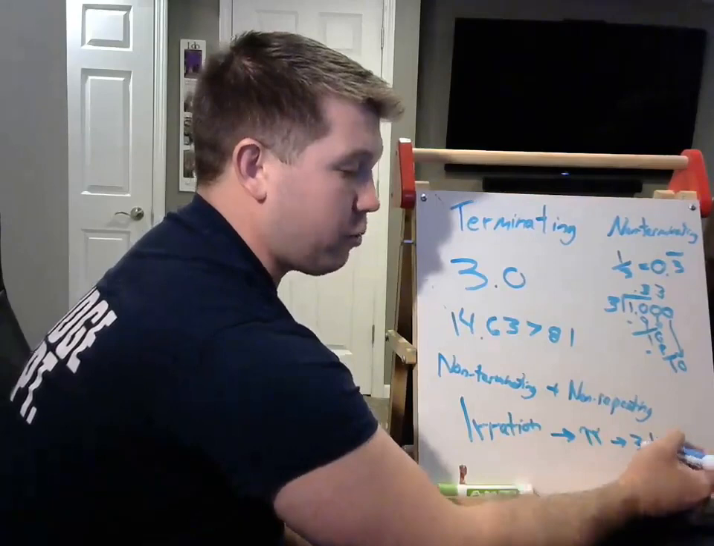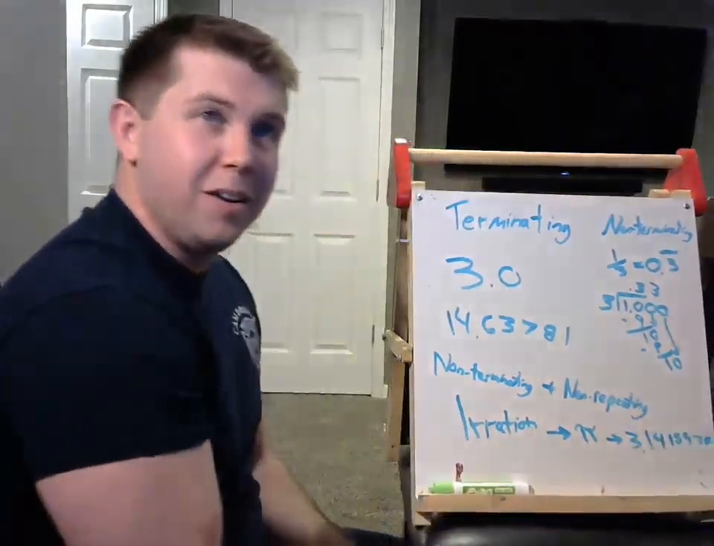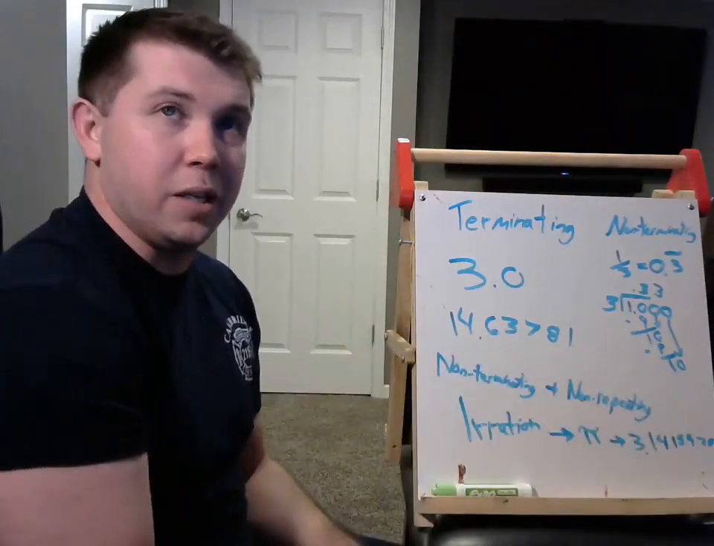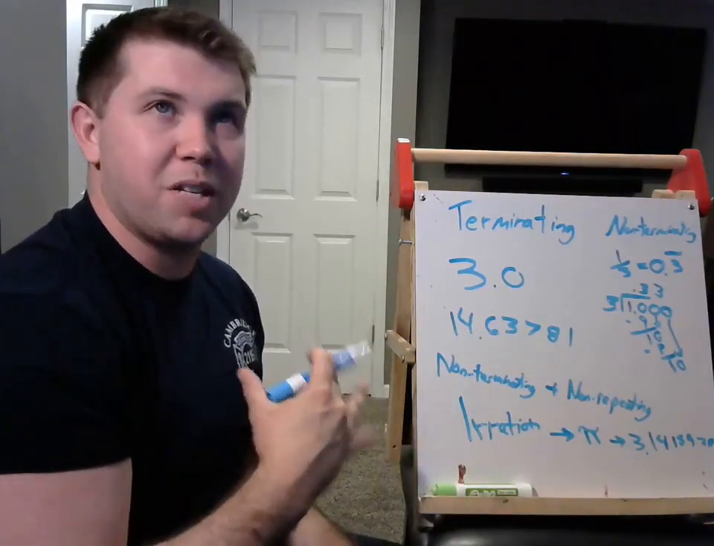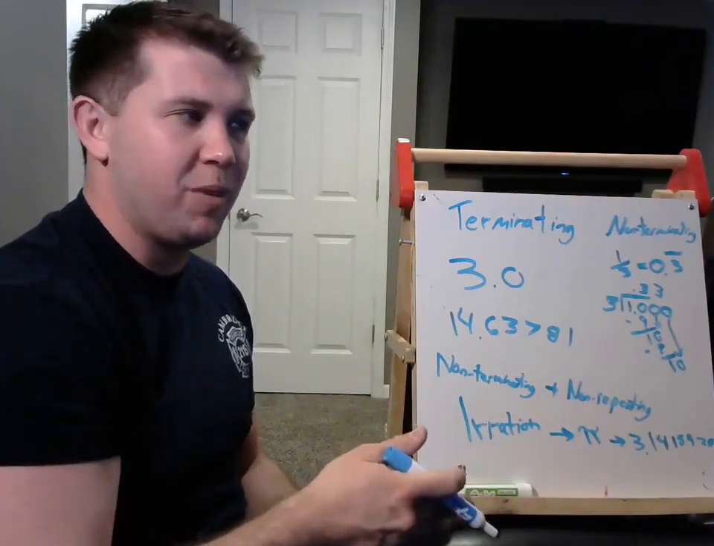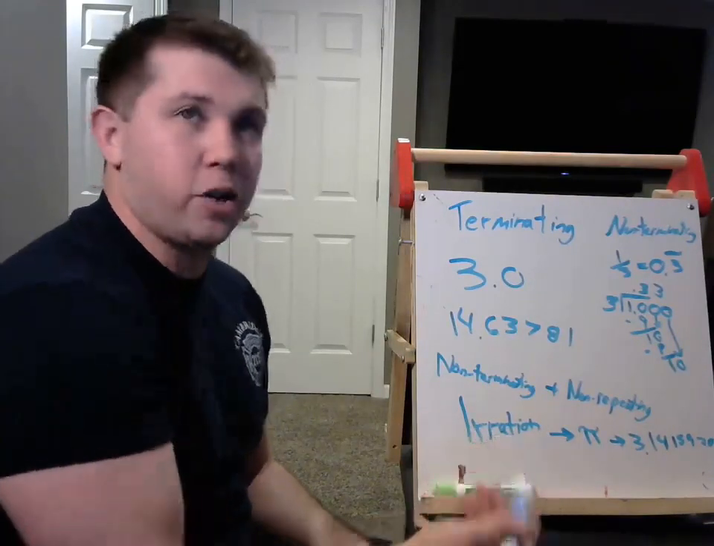So 3.1415926. I ran out of board, but even if I didn't run out of board, it goes on forever and it never repeats. Mathematicians for centuries have been trying to figure out where pi ends or where pi repeats, and after thousands of digits, they still don't know. So that tells you it's an irrational number.